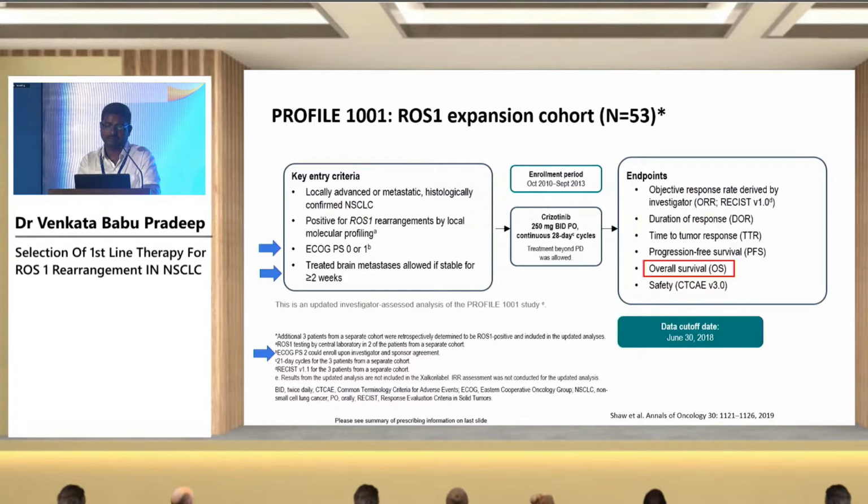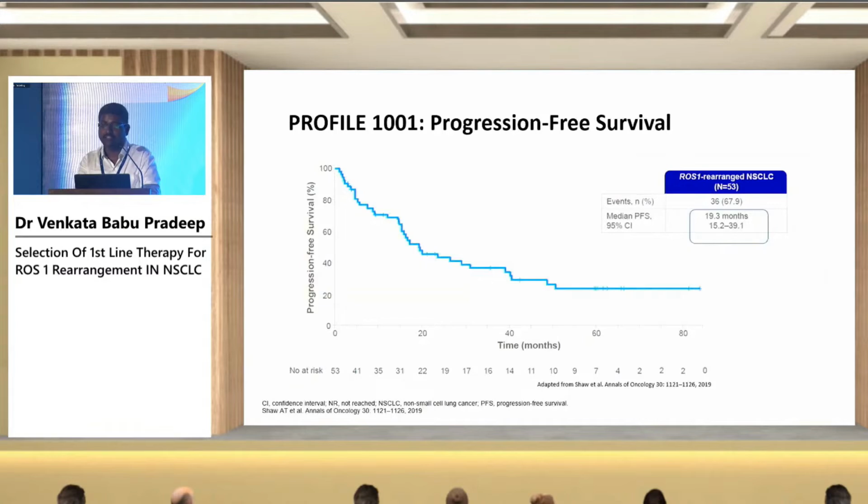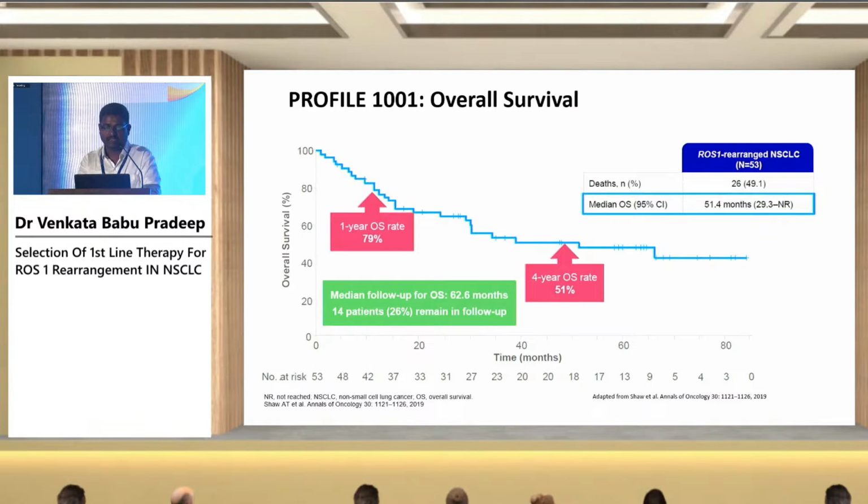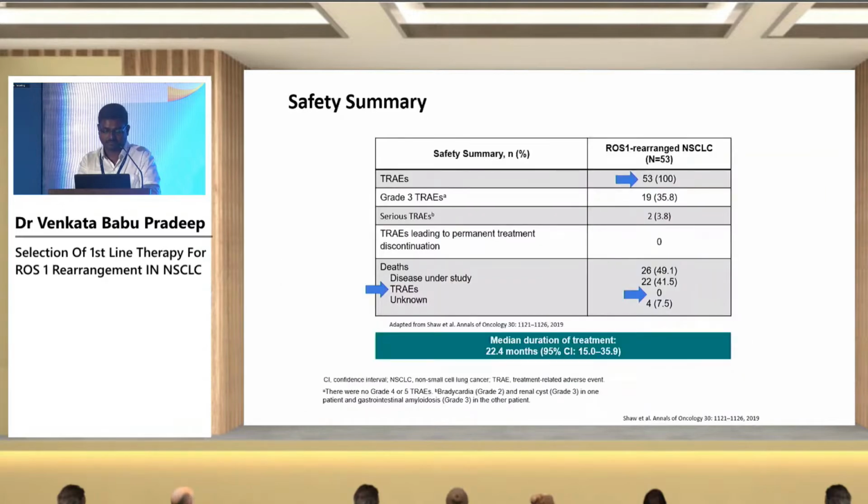In this trial, brain metastases were allowed, and most of them are in good performance status. However, ECOG-2 patients can be enrolled with the discussion of the investigator and sponsor mutual agreement. So they have looked at the response rate, PFS, and overall survival, and the median PFS is 19.3 months. Looks very good. Nearly 50% of patients, they are alive after 4 years also. And median OS is crossing 4 years and is nearly 51.4 months, which is really encouraging.